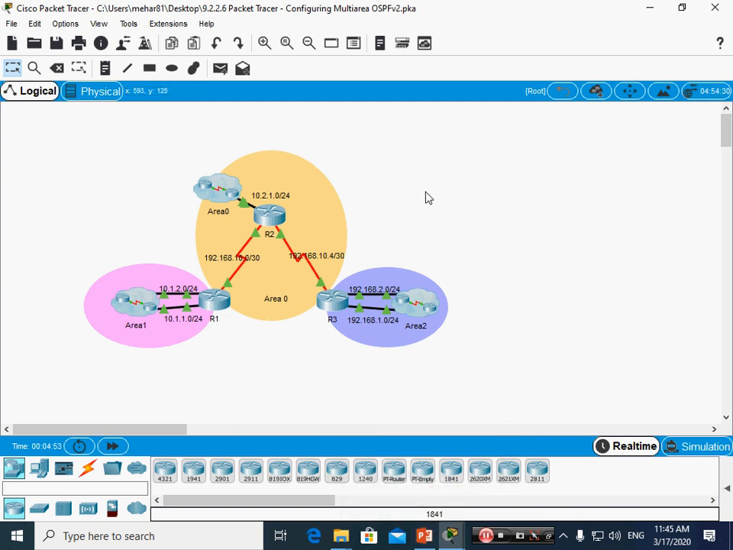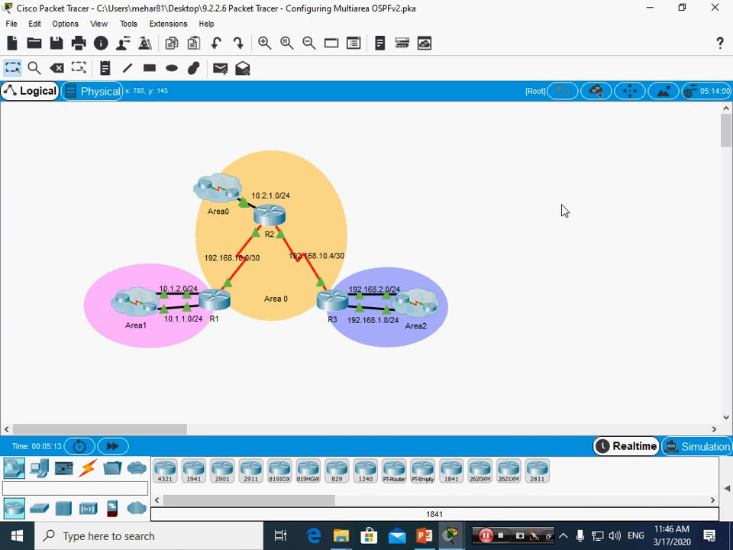Please, if you don't have the lab manual, it is in the e-learning. You can download this lab manual from the e-learning and complete lab number 15. This lab number 15 is a Packet Tracer activity, 9.2.2.6. Okay, so we are going to configure it today.